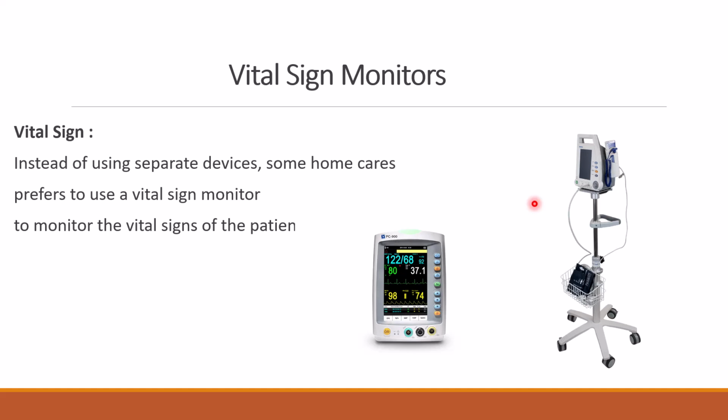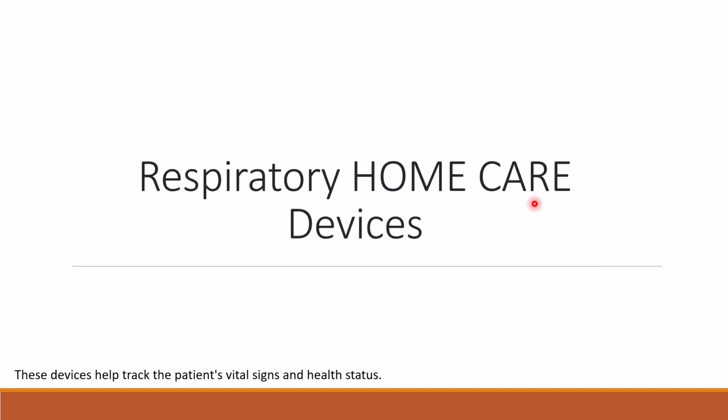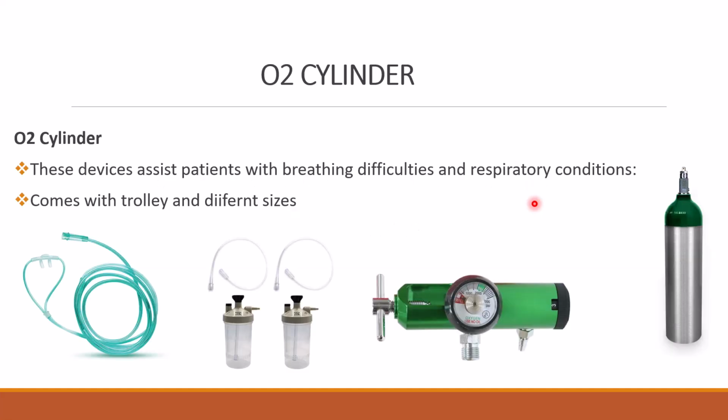The second group of devices used in home care, after talking about the monitoring devices, is the respiratory home care devices. We use these to help or assist the patient while breathing or to give him higher oxygen levels. The simplest way of delivering oxygen to the patient is the oxygen cylinder, which we use to assist patients with difficulties in breathing.